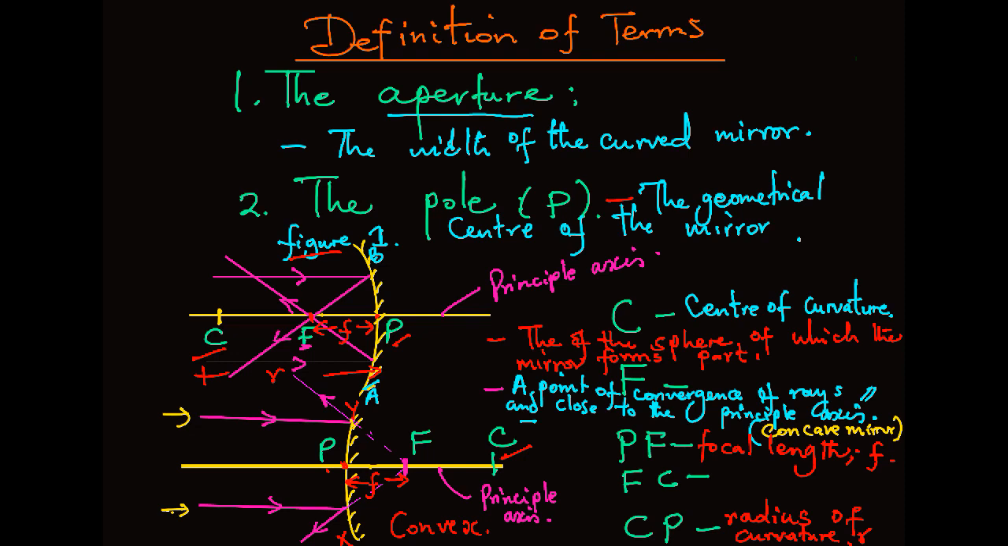FC is a length that is equivalent to F, so that PC is 2F. As we shall discuss later, we will note that the length PC, which is the radius of curvature, is twice the focal length, so that the focal length f is R divided by 2.